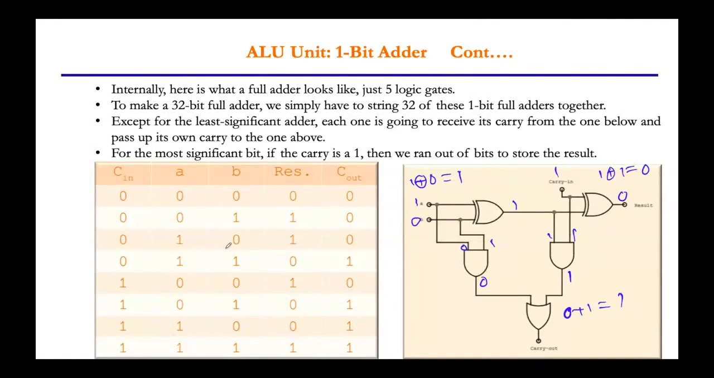Okay. So here you can see the C in is 1 and A is 1 and your B is 0 in our case, then your result is 0 and your carry out is 1. Carry out is 1.